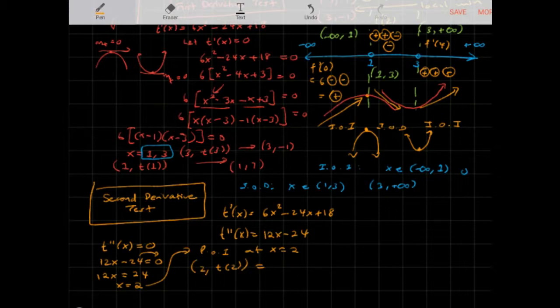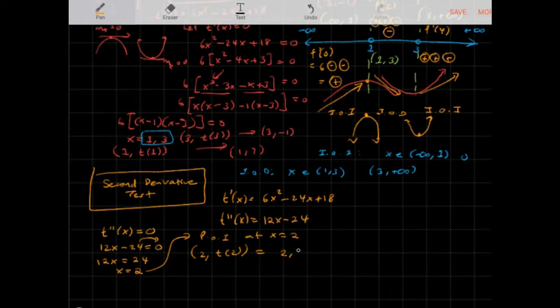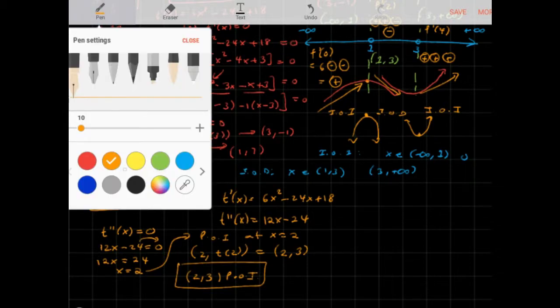Okay, so let's figure out what that equivalent point is if we plug it into the function. t of 2 here is 3, so we get 2 and 3. So at 2 and 3, we have a point of inflection. Okay, so that's a key point to understand, the point of inflection. And using a point of inflection, we can actually identify intervals of concavity.